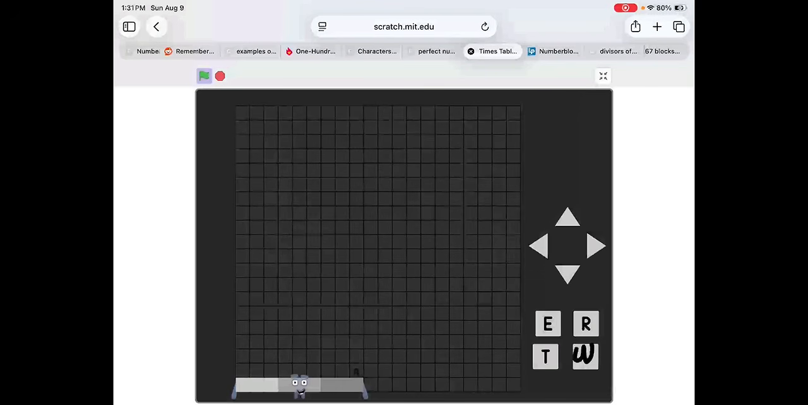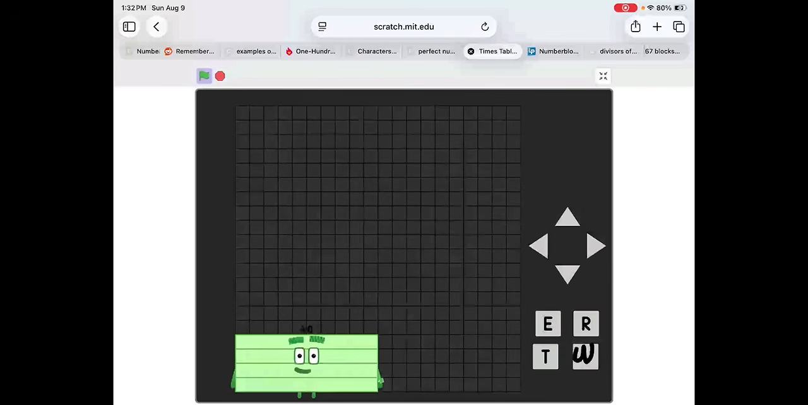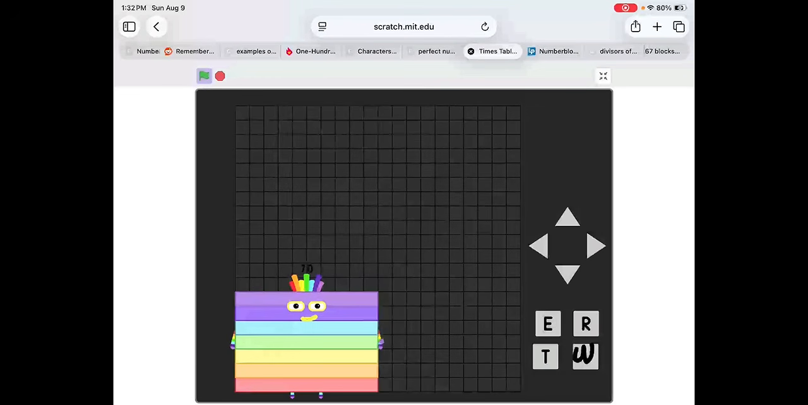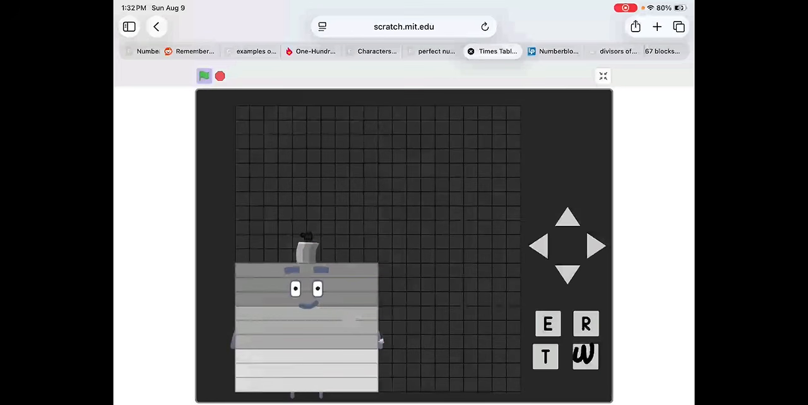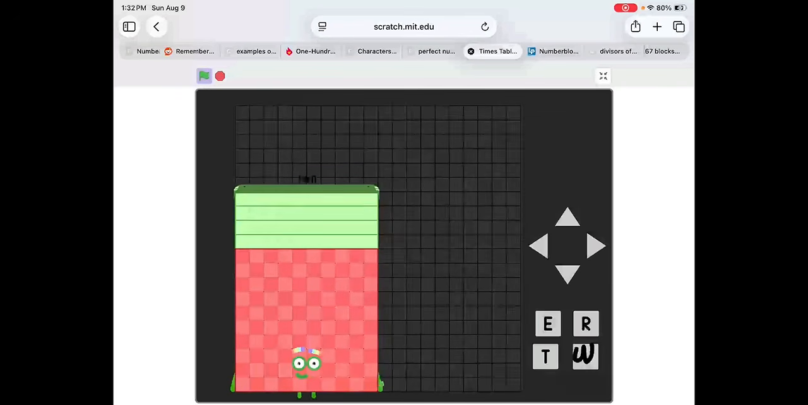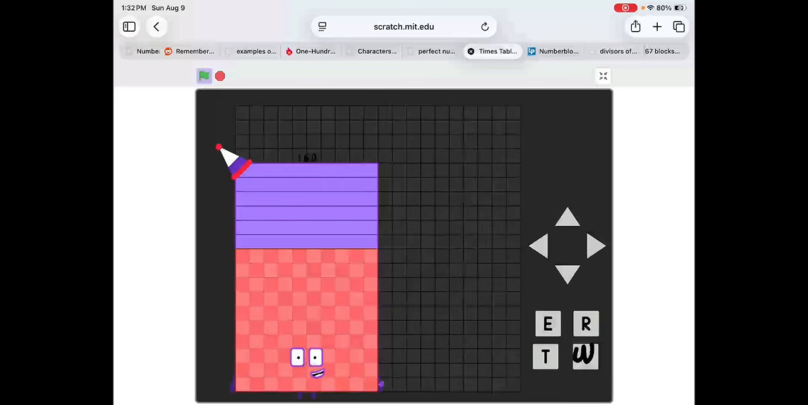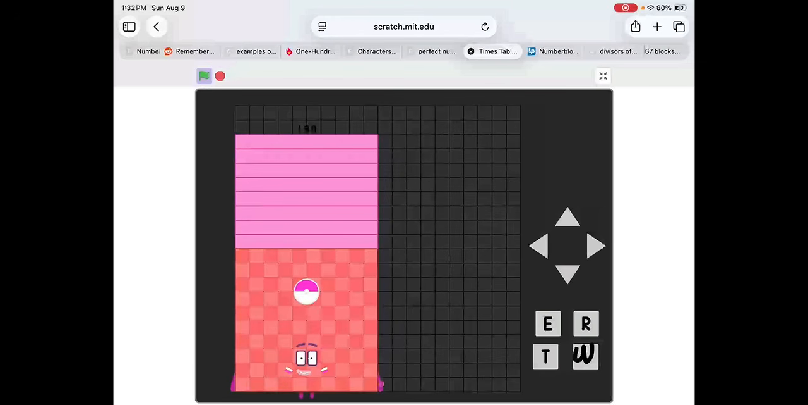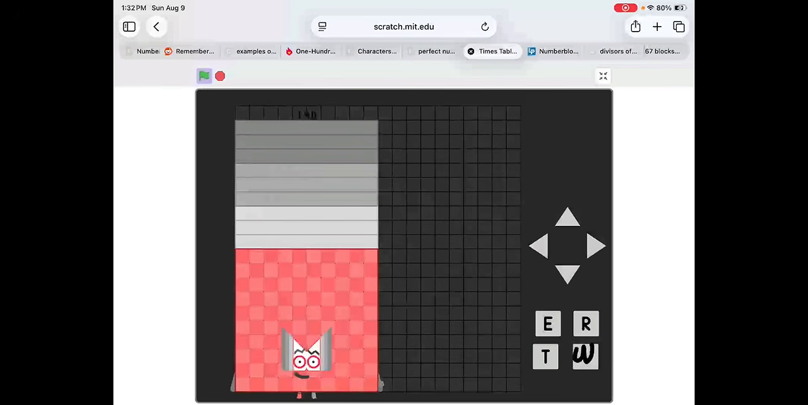Next is the 10 times table. Now this is the simplest so far. Here we go. 10, 20, 30, 40, 50, 60, 70, 80, 90, 100, 110, 120, 130, 140, 150, 160, 170, 180, 190, 200.